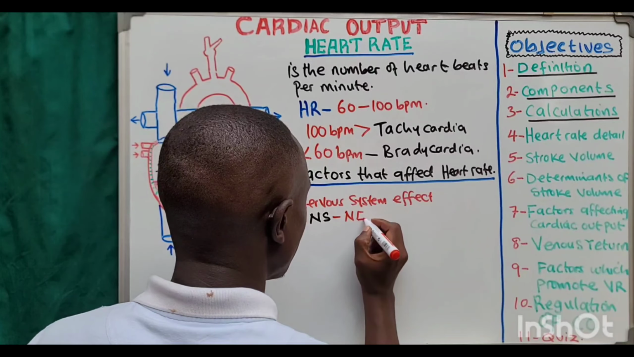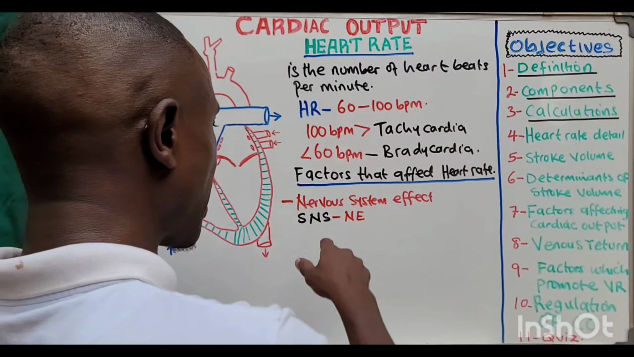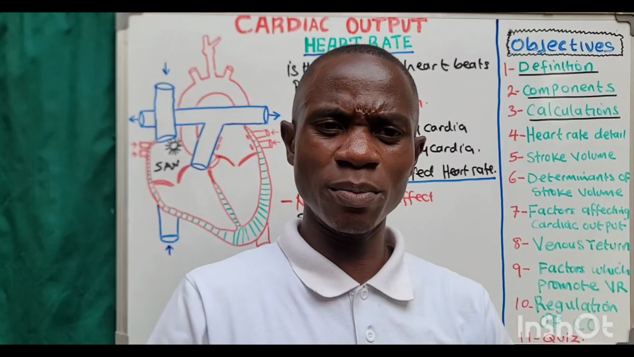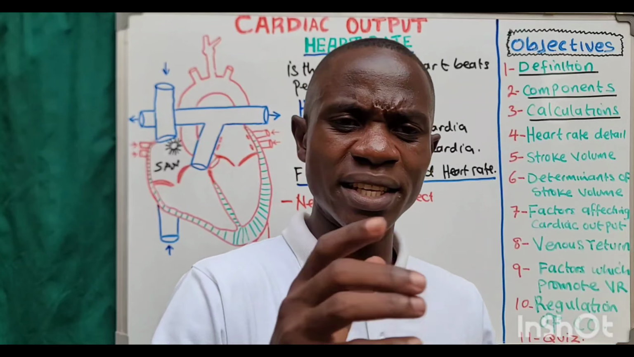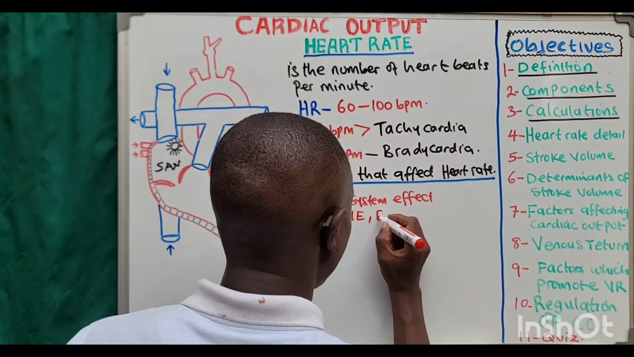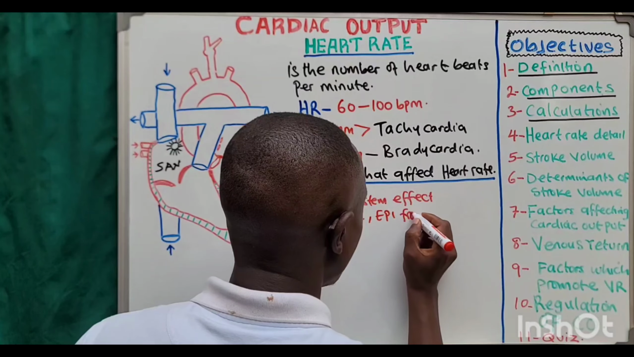Called what we call norepinephrine. Besides that, we also have what we call the adrenal medulla. Whenever the sympathetic nervous system is activated, the adrenal medulla also releases a molecule which we call epinephrine. So we're also going to be having epinephrine from the adrenal medulla.